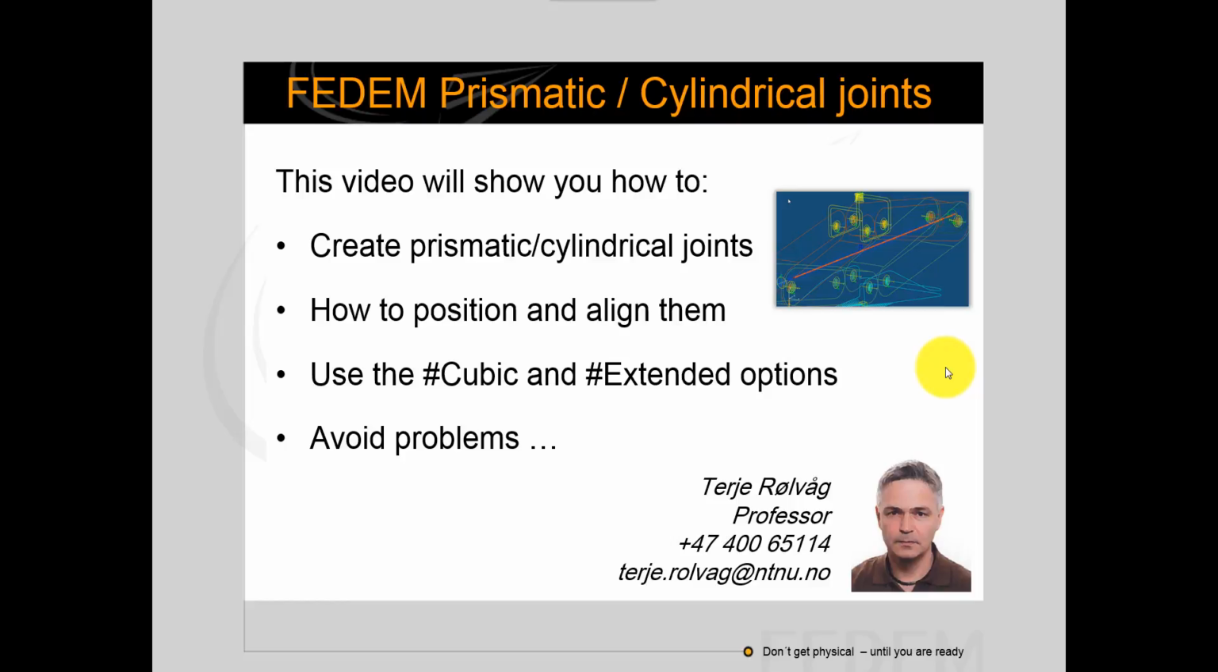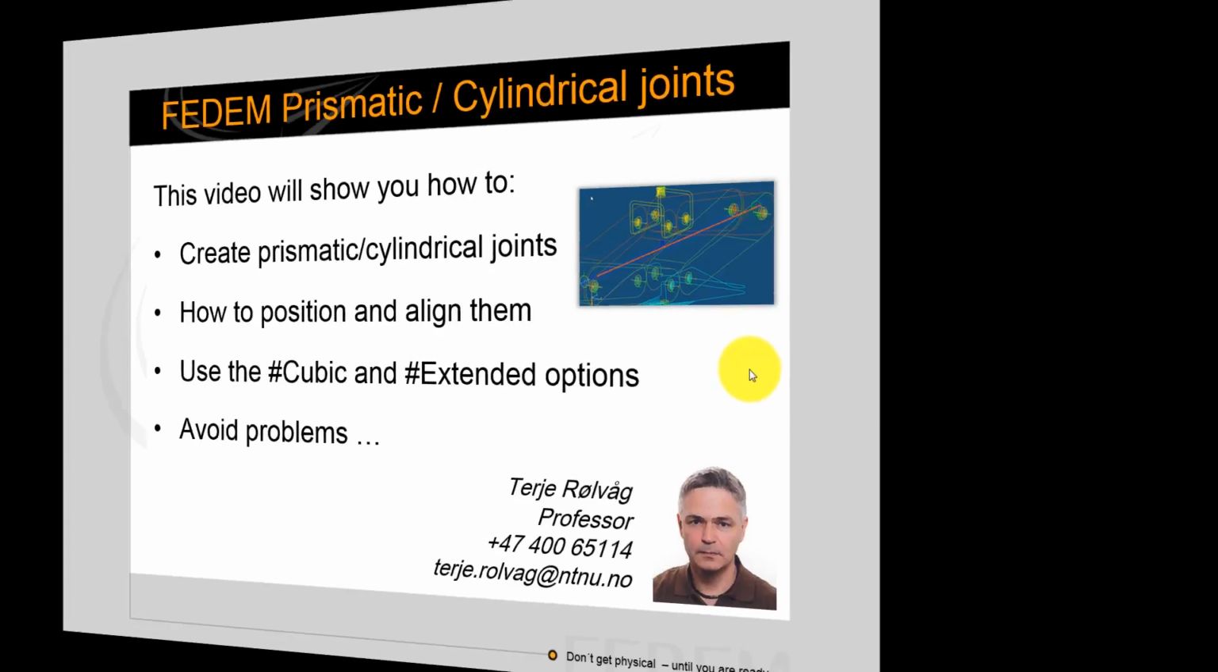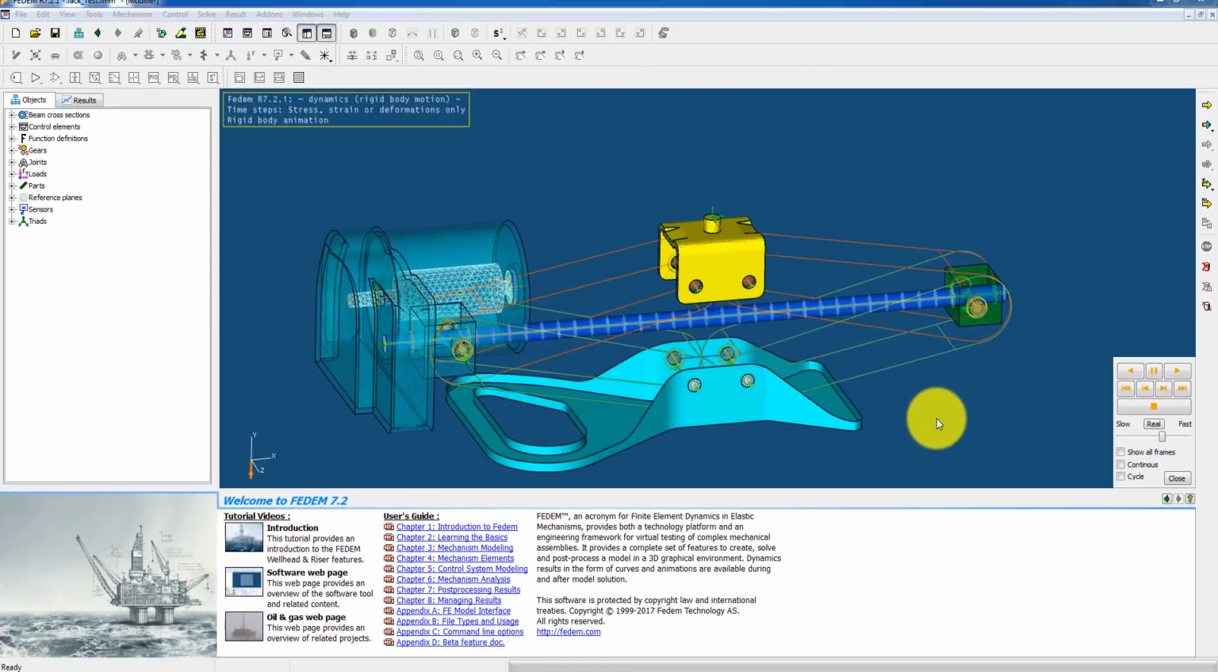If you write hashtag cubic in the text field, you will use interpolation functions of a higher order between the master nodes, the triads, which improve the numerical performance and also the velocities and accelerations occurring if the joint is heavily loaded. You can also use a hashtag called extended if you want to extend the joint outside its actual range. Then I will give you some tips about how to avoid problems and some limitations in the joints. So stay tuned. Modeling prismatic joints and cylindrical joints in FEDEM might be a little bit tricky sometimes.